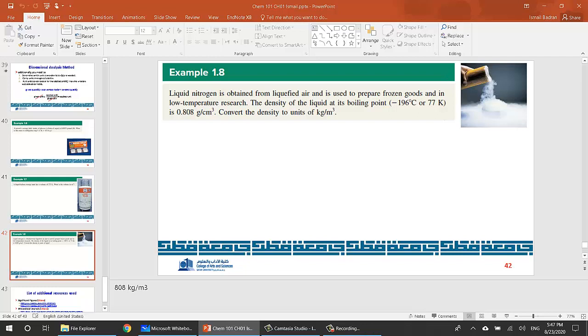So basically the question is asking to convert the density from one unit to another. All the other information, including the temperature in the brackets here, I don't think has to do with the question. So it looks like a complicated question, but basically it's just asking you to convert the densities between gram per centimeter cube to kilogram per meter cube.